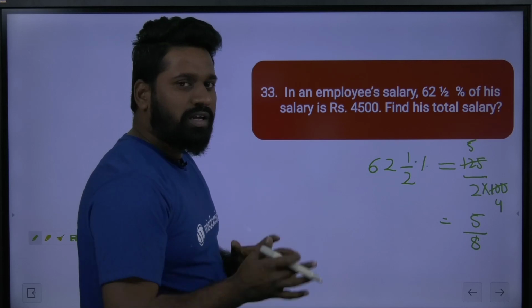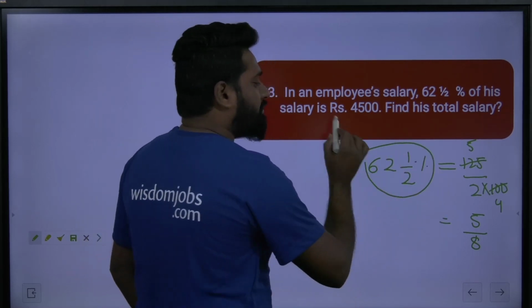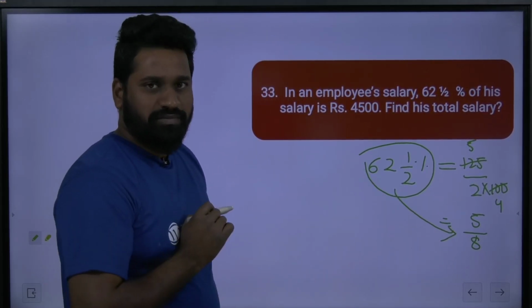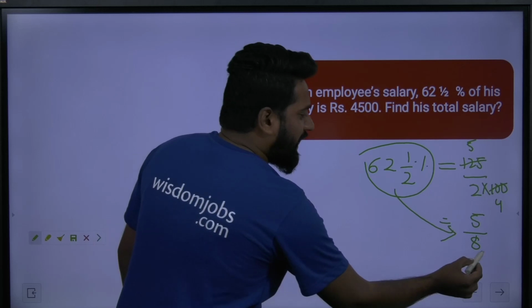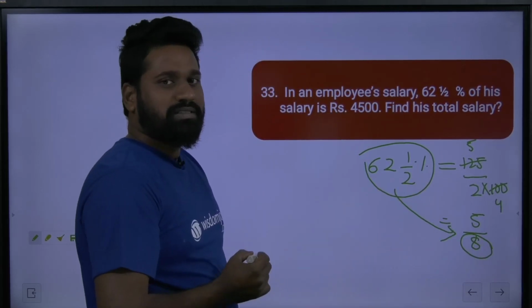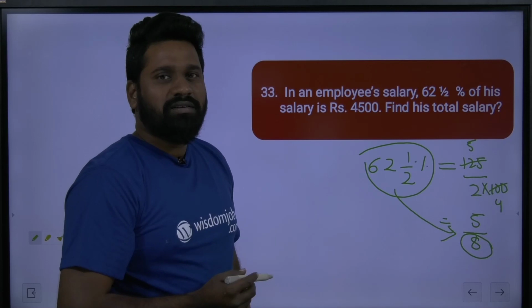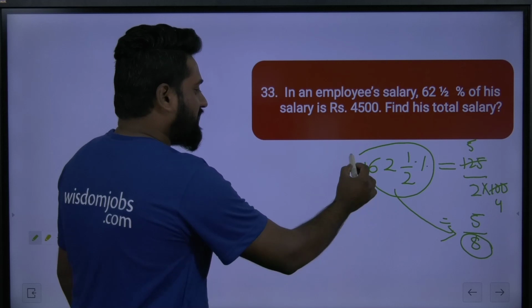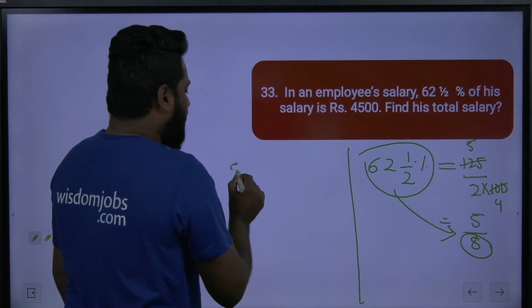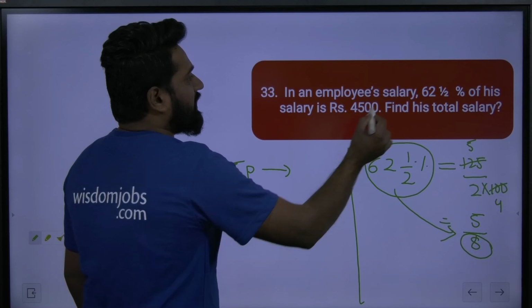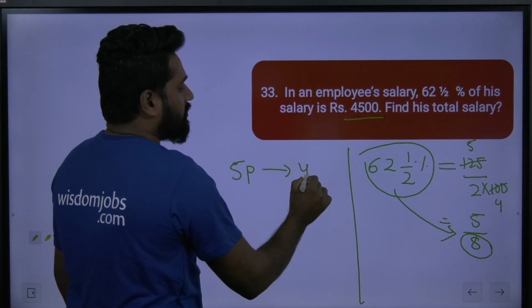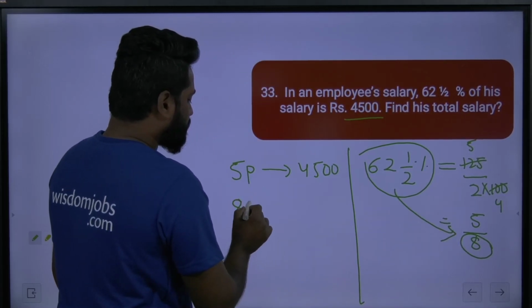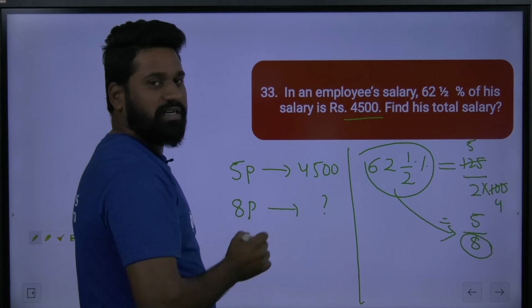Is it clear all of you? To avoid these percentages as mixed fractions, we are converting into a normal fraction, that is 5 by 8. Now this 5 by 8 indicates that 8 indicates the total salary of that person and this 5 indicates only 62.5% of that salary, right? So that is what I am writing here. Here you can take 5 parts. These 5 parts indicate a salary of 4,500. Now you have to find for these 8 parts. That is what is being asked.